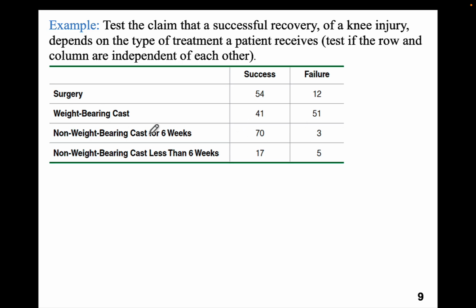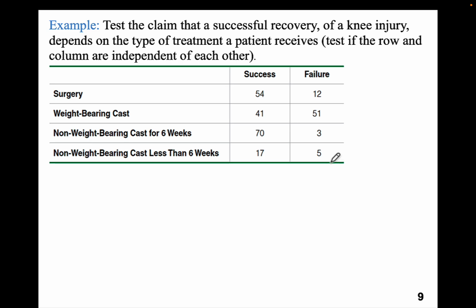This one's looking nice. If I saw this table and I had a knee injury, I might be like, oh, this looks good right here. Maybe we talk about a non-weight-bearing cast for 6 weeks. There was one other treatment, though. It's a non-weight-bearing cast, but the patients wore it for less than 6 weeks. Still 17 successes, but 5 failures that time.